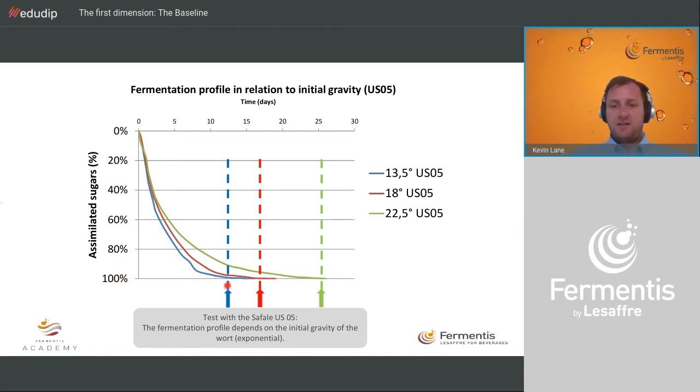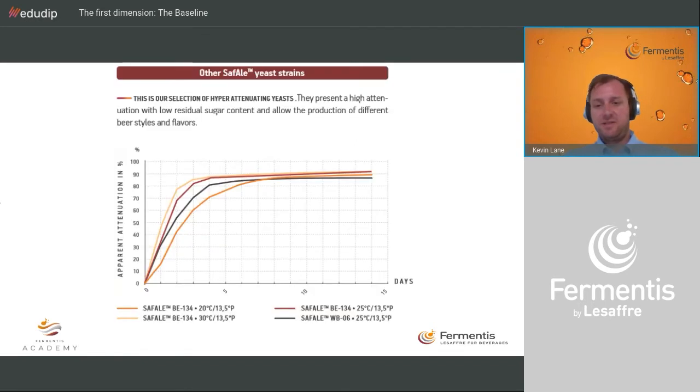And what you see here is that at 13.5 Plato, you have roughly 12 days, let's say. When you move up to 18 Plato, you're going to be at about 16, 17 days. If you decide to make a 22.5 Plato wort fermented with USO5, it can take up to 25, 26 days. Those are very different and express the fact that when you change one of the parameters, which is what Anne will talk about next week, the fermentation will be different.